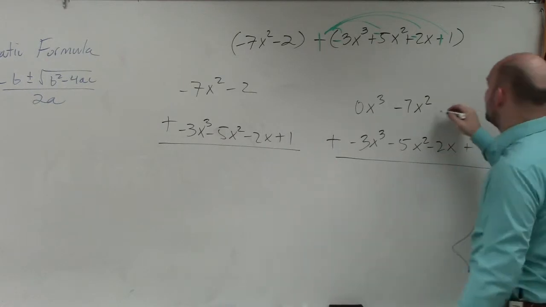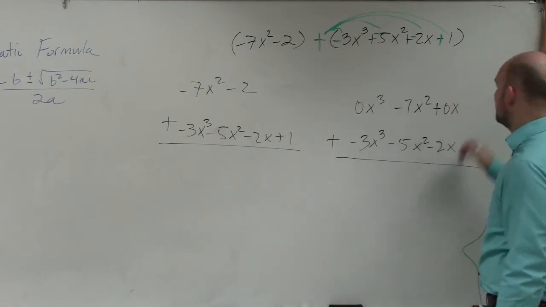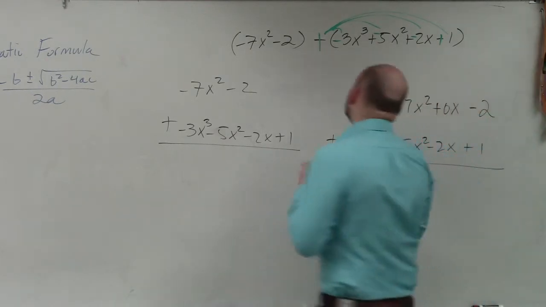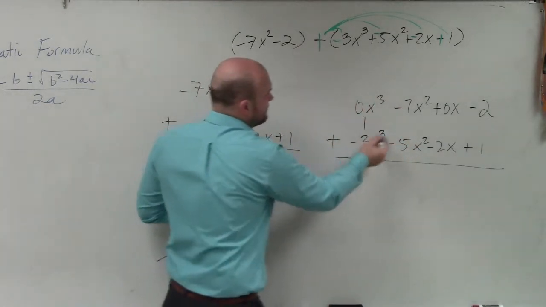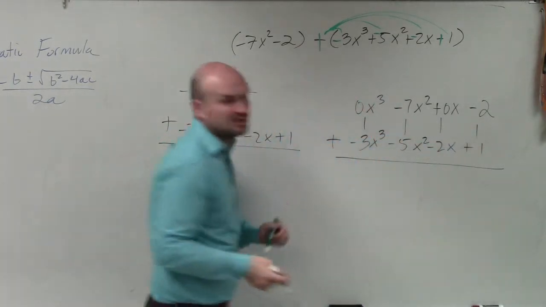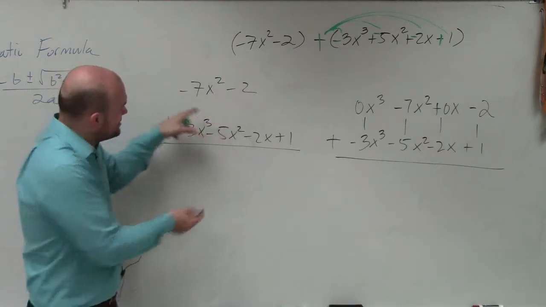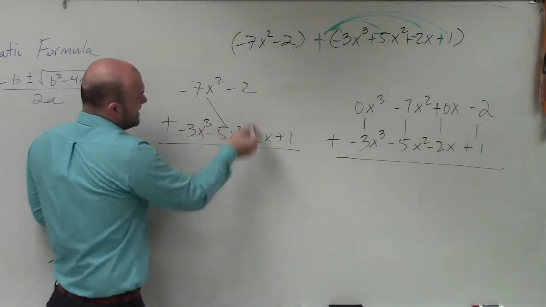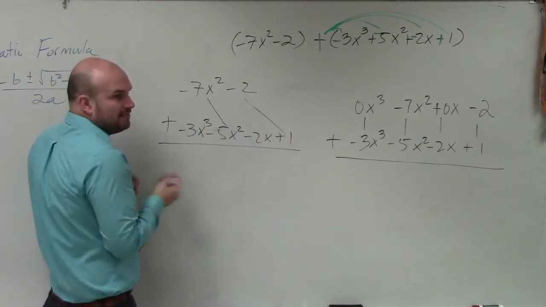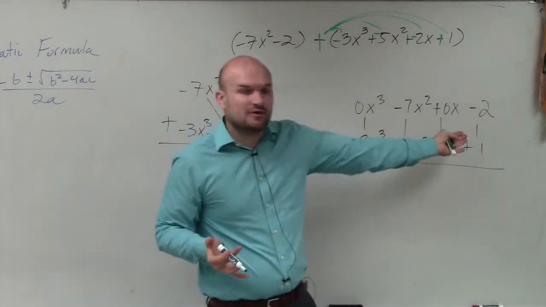Again, I don't have a 0. I don't have an x, so I'll write 0x and minus 2. And the only reason why I do this is now so I can align everything vertically. You don't have to do that. You can easily just combine. You can easily just add them how they are. But I think sometimes it's nice to have everything vertically aligned.